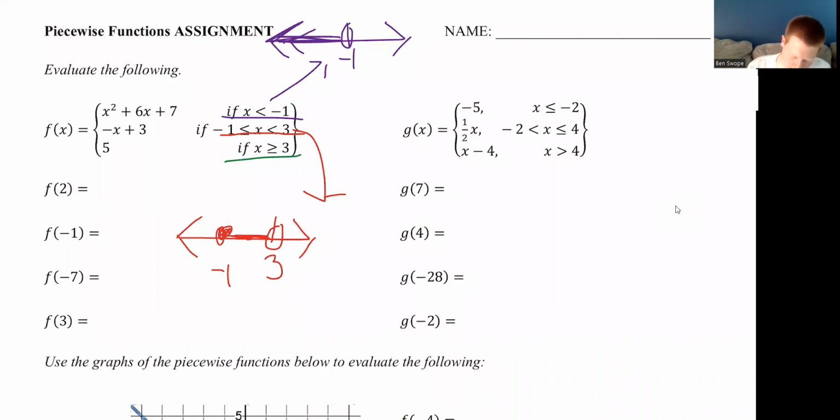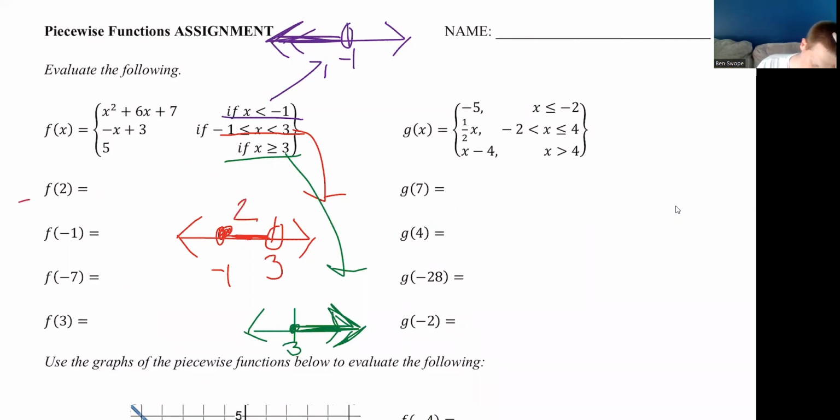And then this green one, if you wanted to think of a number line, would just be including 3 and everything past that. So let's look at these. I'll color code these because I'm going to erase these number lines. 2, for example, would be on this red interval, so that's going to be our red function. -1 is included on this red line, so that's also going to be a red one.